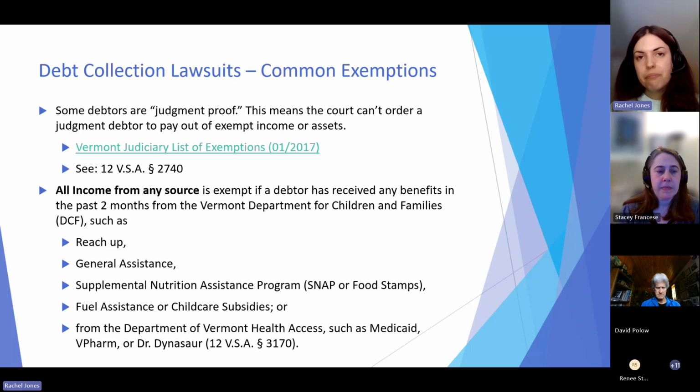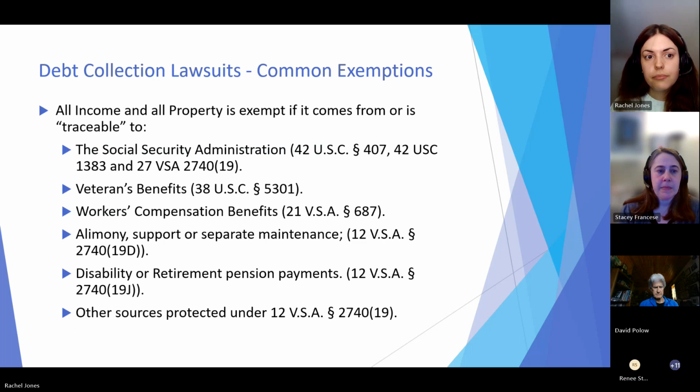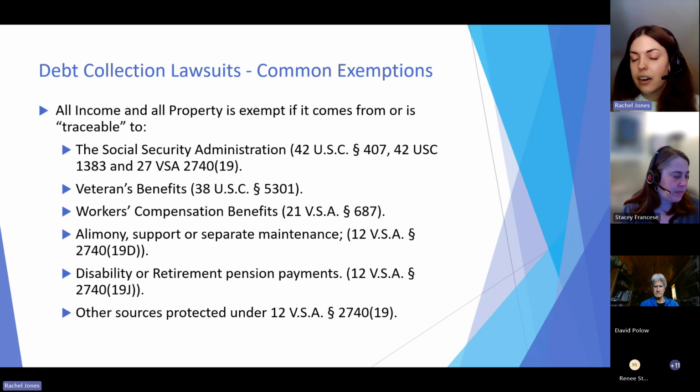And this again, a creditor or a debt collector can still file a lawsuit. They can still pursue a debt. They just can't garnish income from somebody who has an exempt income source. And more exemptions: Social Security income, veterans benefits, workers' comp, alimony, disability or retirement pension payments. Again, these are all sources of income that cannot be directly garnished if somebody has a judgment against them.